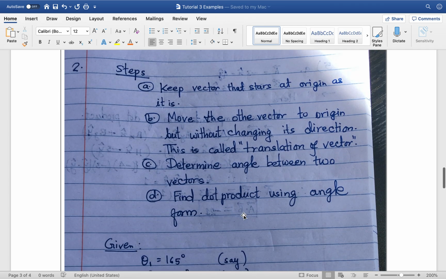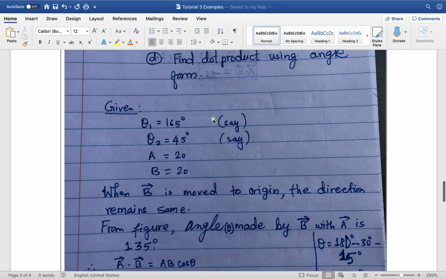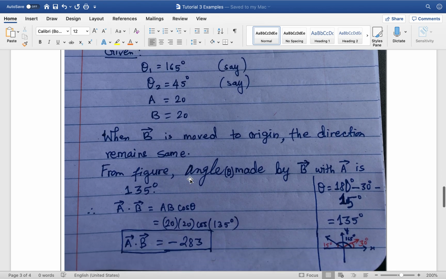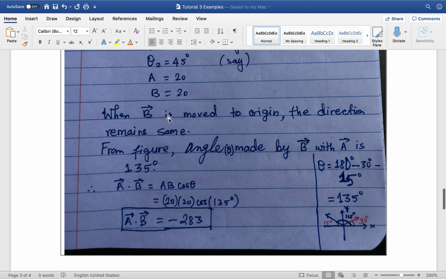I'm just going to label a few things here. Theta 1 is 165 degrees, theta 2 is 45 degrees, just for easy calculation, and the magnitude of A is given, the magnitude of B is given, both are 20. As I said before, when B is moved to the origin, the direction remains the same. So from the figure, the angle theta made by vector B with vector A is 135 degrees. I also have a little diagram here in case you want to refer back to it.